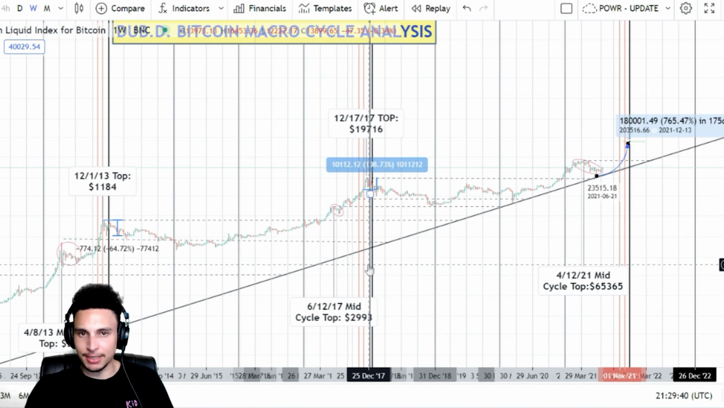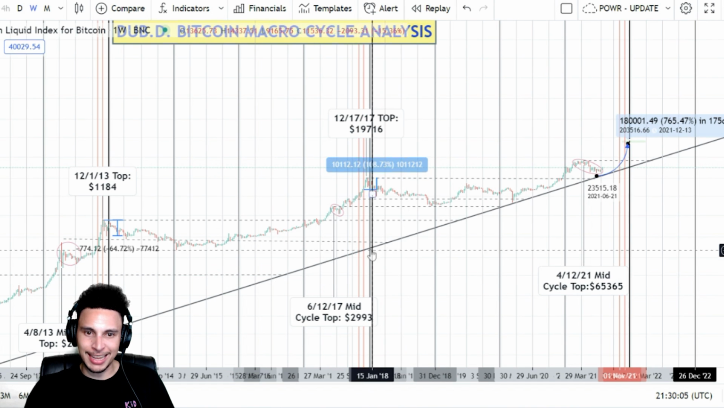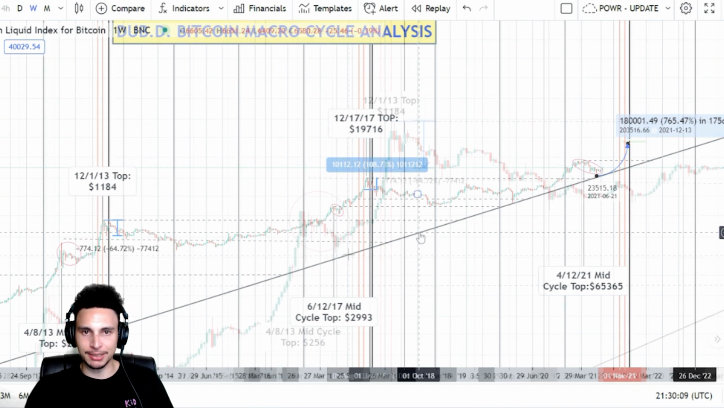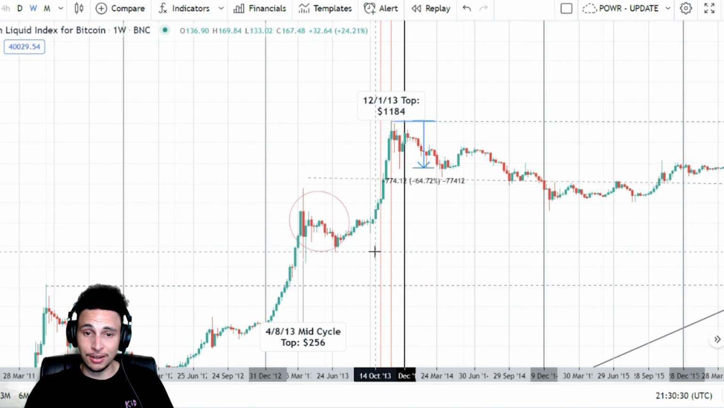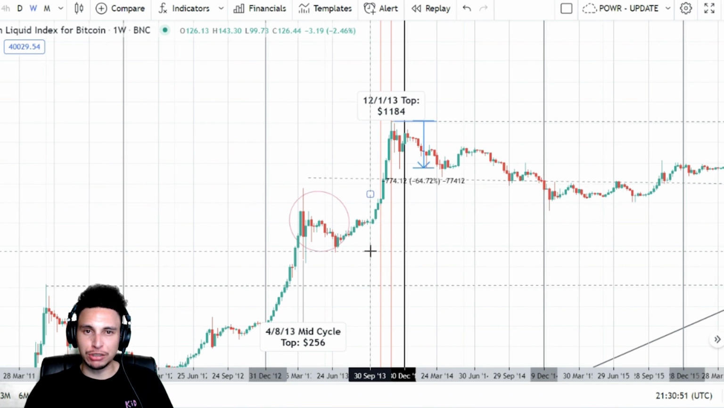The 2017 cycle seemed to have played out a little bit more unique, because its mid-cycle top really didn't occur until June 12th of that year. And because its pump occurred later, it seemed to have a much faster rebound and more exponential price pump to the upside. And as you can see, in 2013, it took Bitcoin about 182 days, from April to October, to break above its previous resistance point.